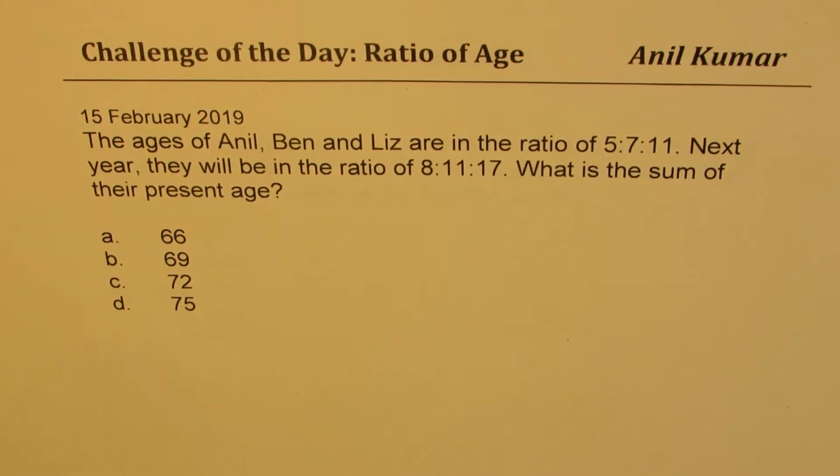So let's look into today's interesting question based on ratios of age. The ages of Anil, Ben and Liz are in the ratio of 5:7:11. Next year, they will be in the ratio of 8:11:17. What is the sum of their present ages? 66, 69, 72 or 75?